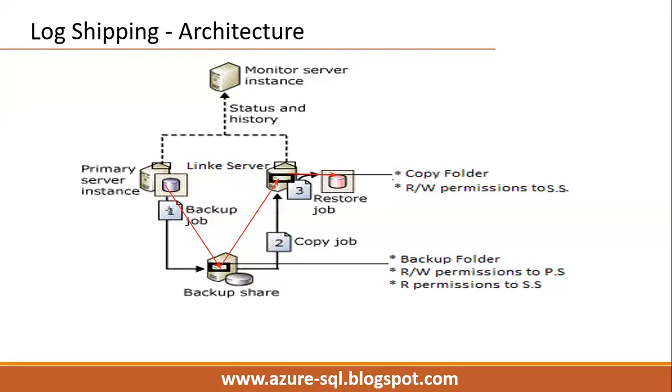Check here, in the primary server the backup job is created, as we have already seen. In the secondary server, the copy and restore jobs are created. These respective jobs are created automatically as part of the log shipping process. Check what this backup job will do. We have already seen the backup job generates log backups every 15 minutes. That means it generates .trn files, transaction log backup files, every 15 minutes.